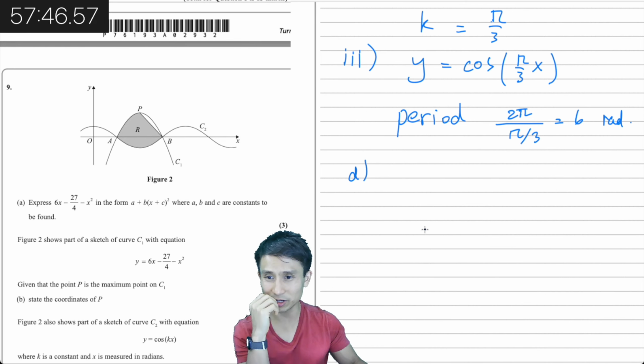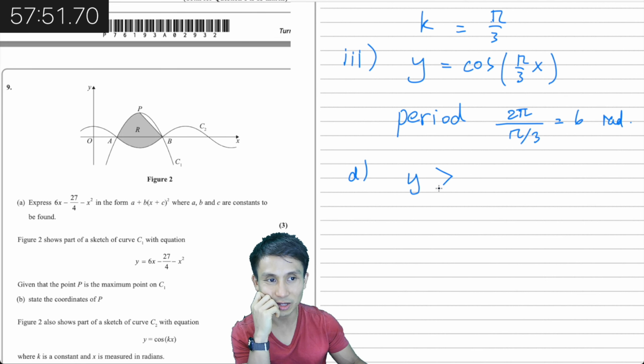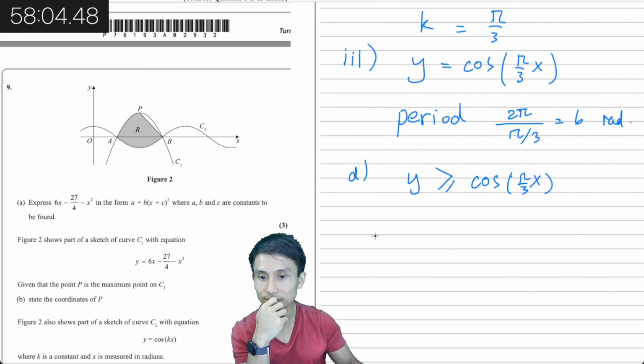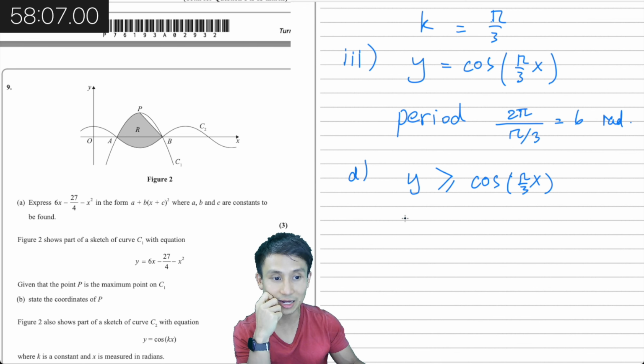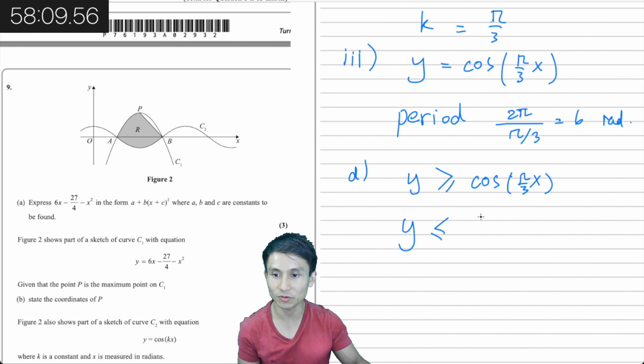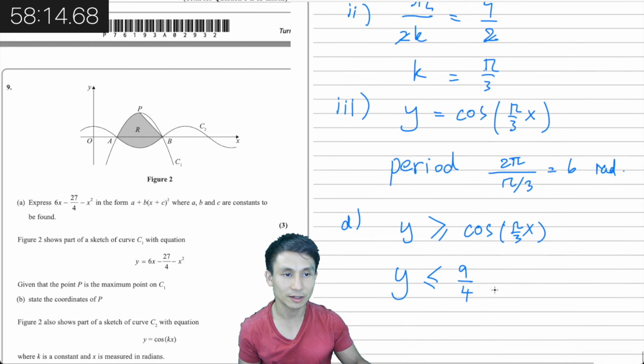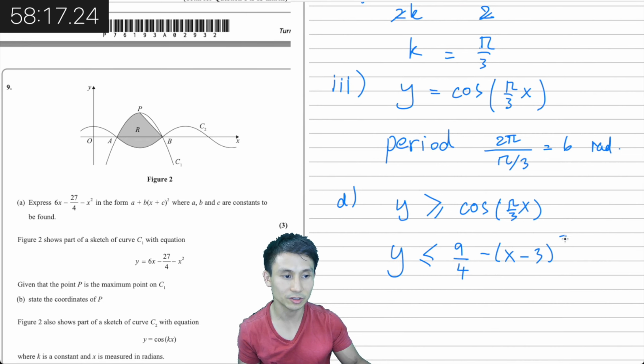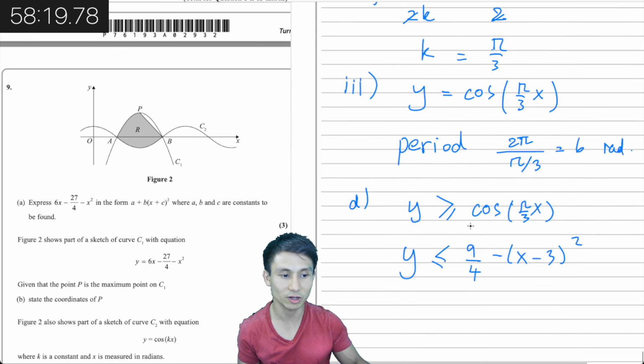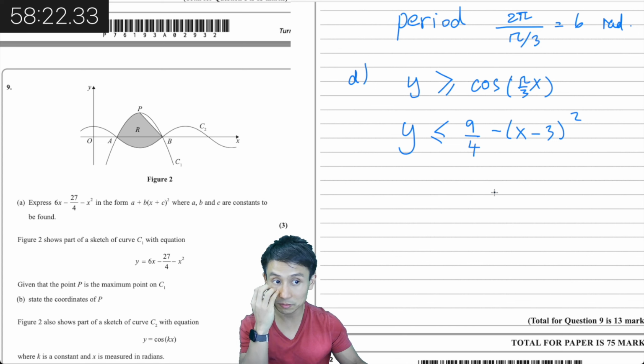So it's the area above the curve, so we have y greater than or equal to the cosine wave. So we have cos of pi over 3x here. It's below the quadratic, so y less than or equal to. The quadratic we got was 9 over 4 minus (x minus 3) squared. That's the quadratic we got.